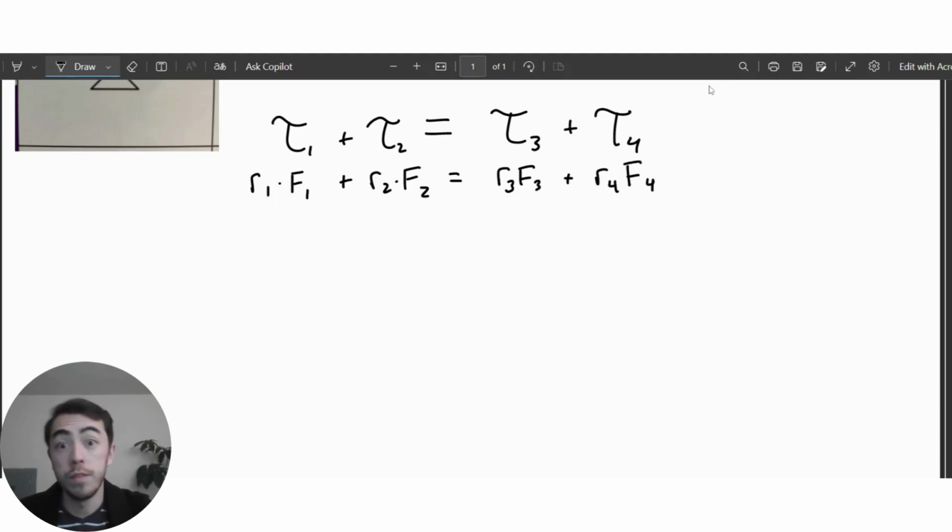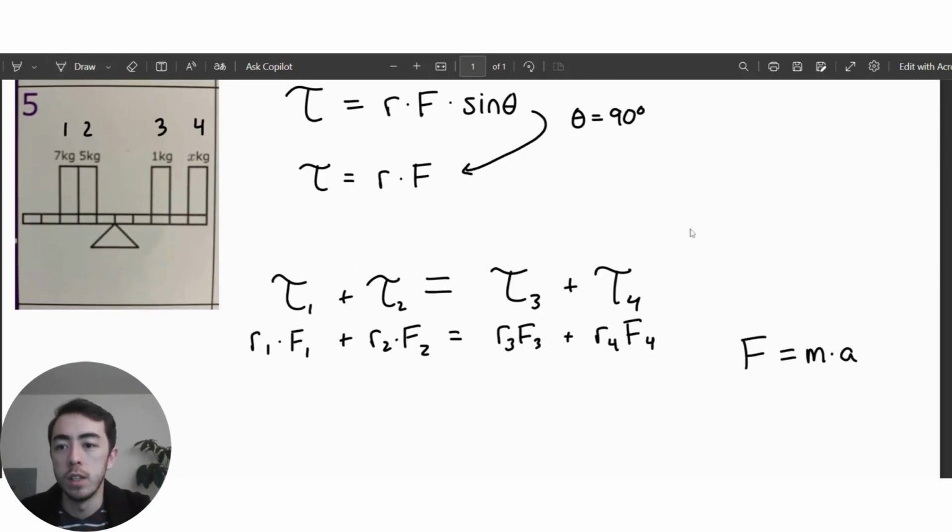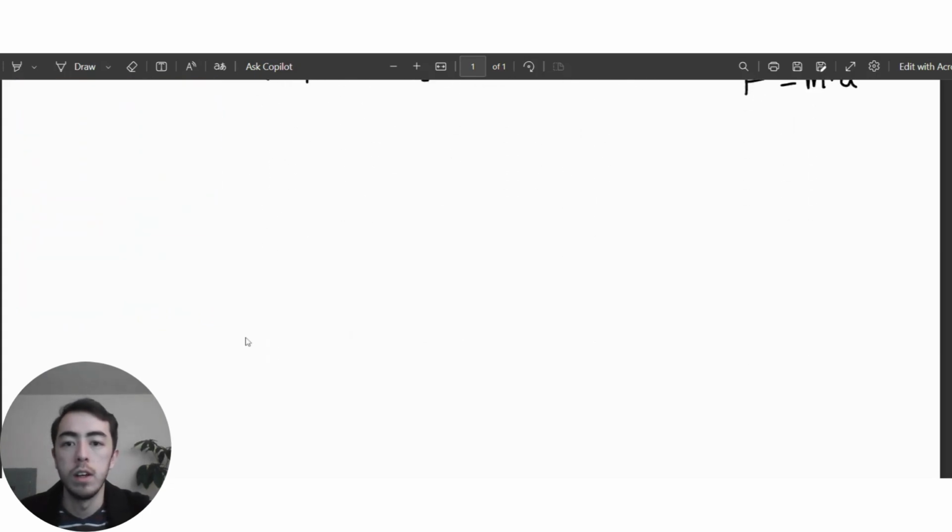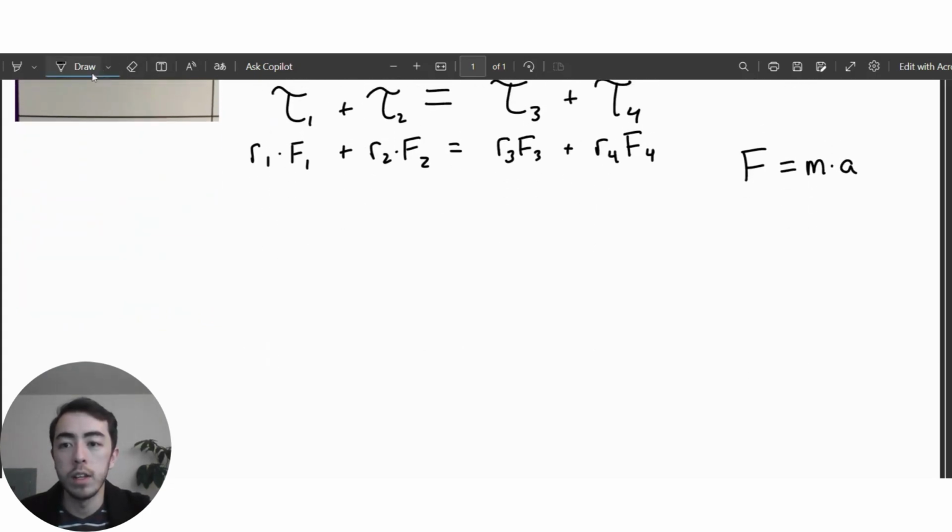And then an important physics concept is that force is equal to mass times acceleration. And we get the masses from the picture. Looks like there's 7, 5, 1, and x kilograms. And the gravity is going to cause the acceleration. And we don't really know what planet we're on, honestly, in this picture. So I'll just put G for now for gravity. I guess we could assume Earth, but I think all the gravities are going to cancel out.